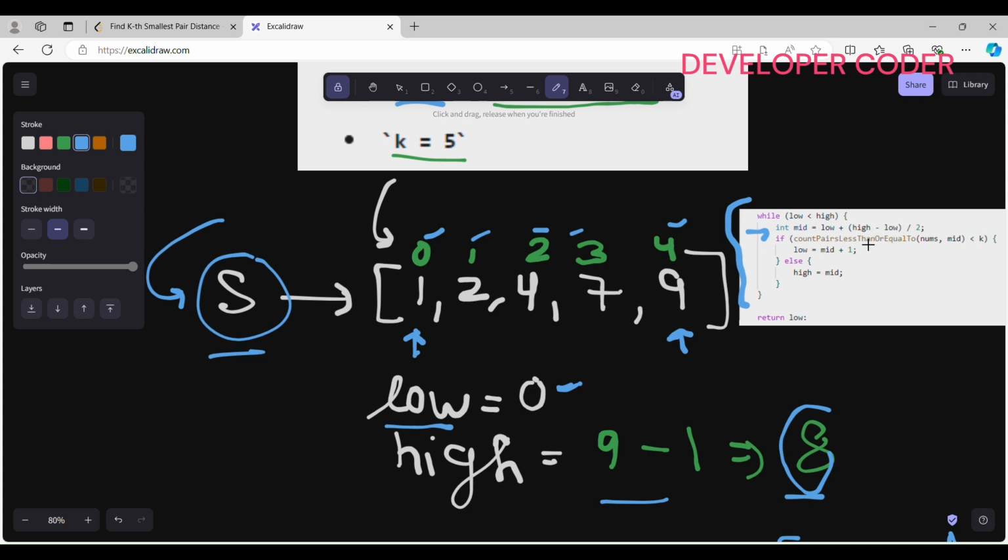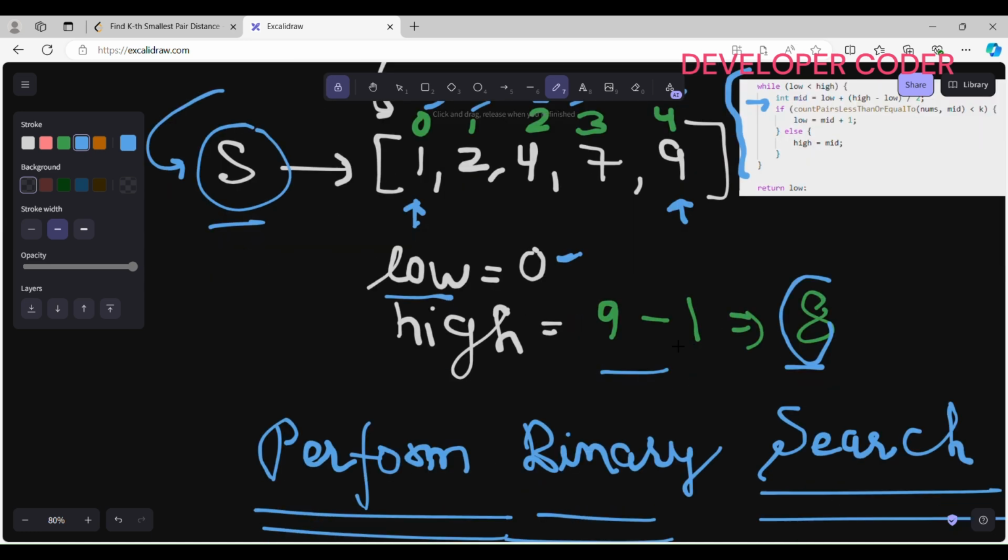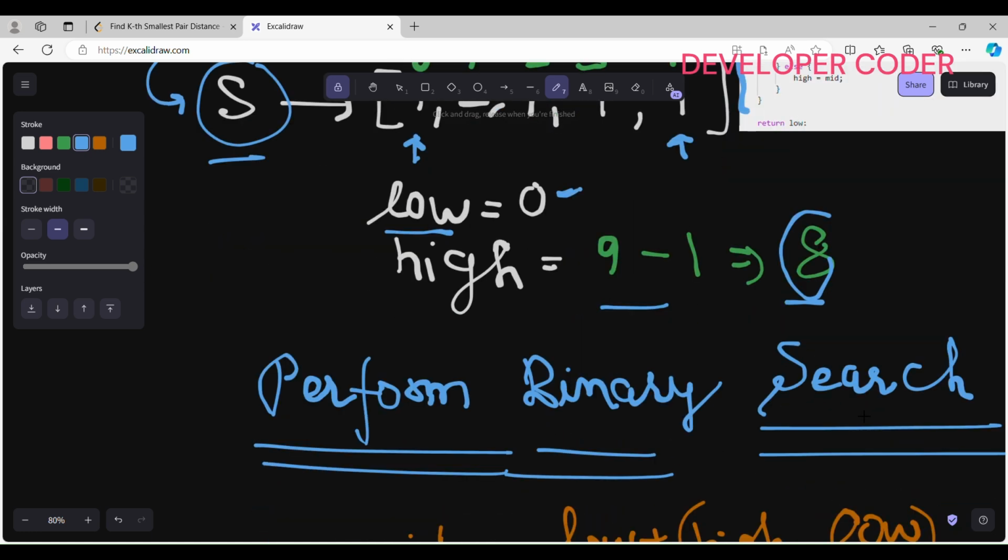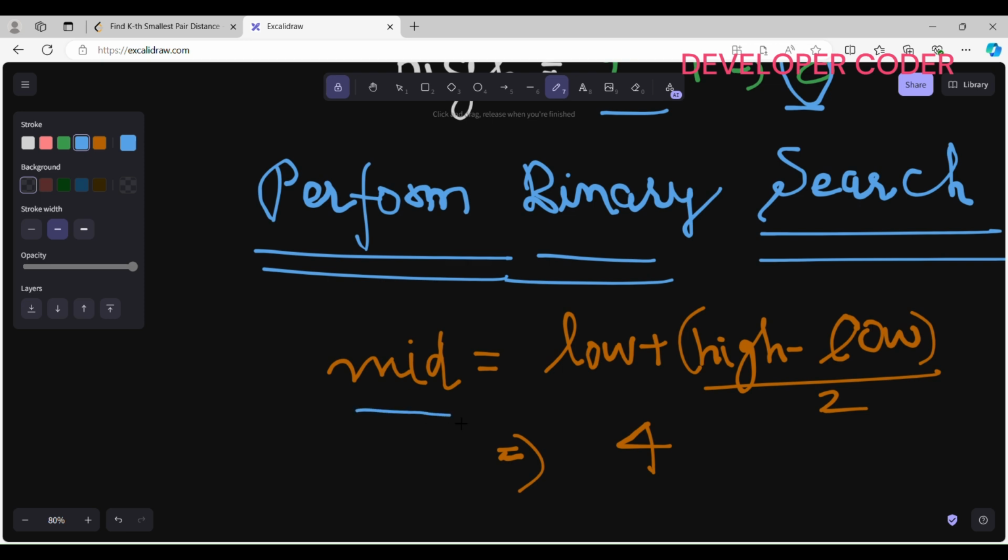Okay, then after calculating the mid, I am going to count the pairs which are less than or equal to my mid value. Here, the first thing we are going to perform is the binary search. I am going to calculate the mid: low plus high minus low divided by 2. Low is 0, high is 8, so 0 plus 8 minus 0 divided by 2 is 4. So I have calculated mid here.